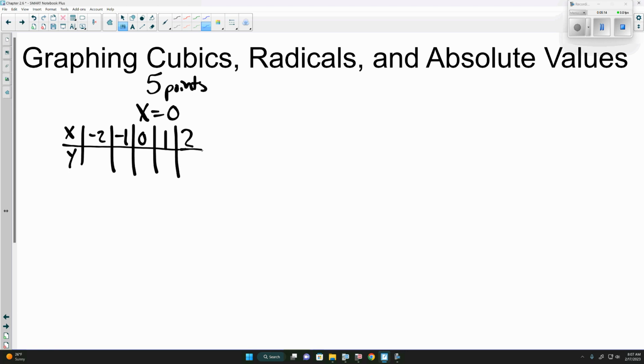Okay. Radicals. The main ones we'll be looking at are the square root of x.